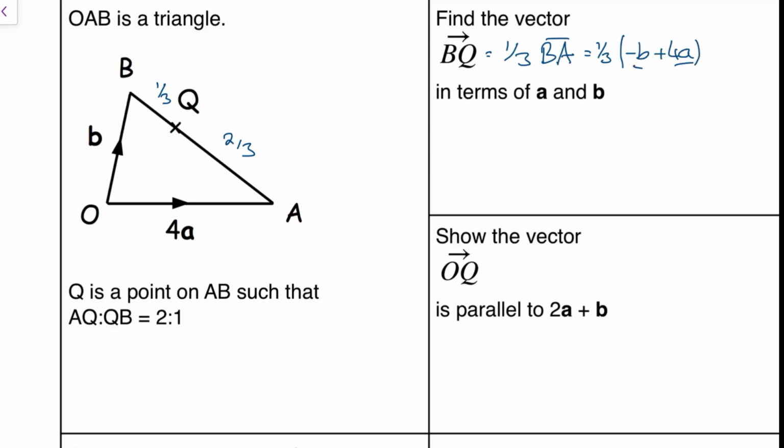And actually, that's fine like that, but let's tidy it up slightly just so it looks a little bit better. So that's going to be 4/3 A minus a third of B. And I have to say either of those two answers are actually fine. I think they're both acceptable.